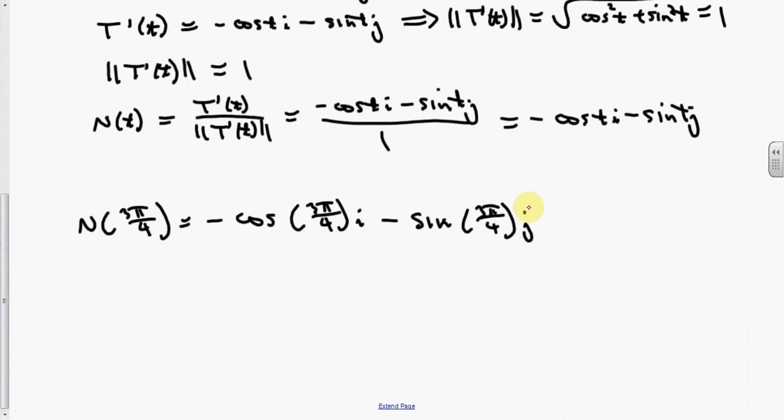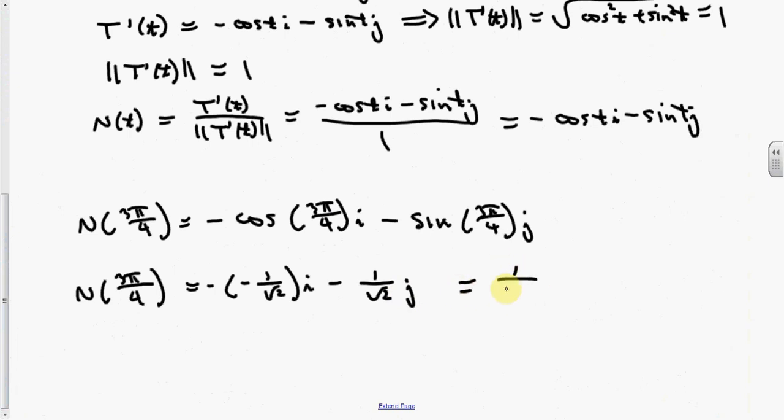So 3 pi over 4 puts you in the second quadrant. So over in the second quadrant, x is negative and y is positive. So we get negative times here a negative 1 over the square root of 2 i minus here that sine of 3 pi over 4 is positive. This sign here is already negative. 1 over the square root of 2 j. So we have 1 over the square root of 2 i minus 1 over the square root of 2 j.